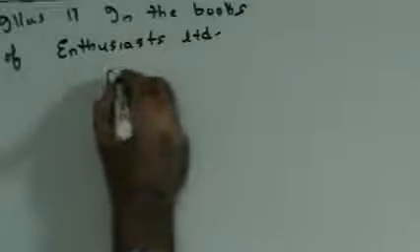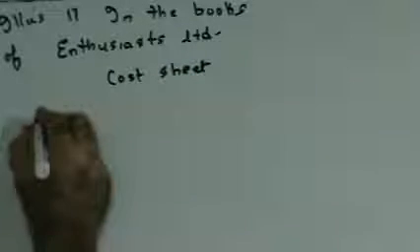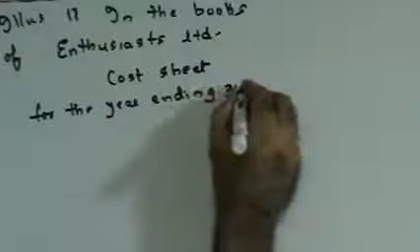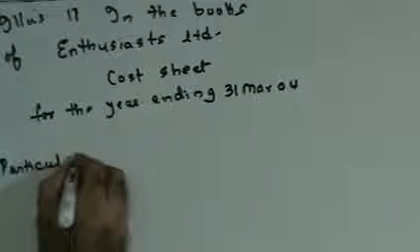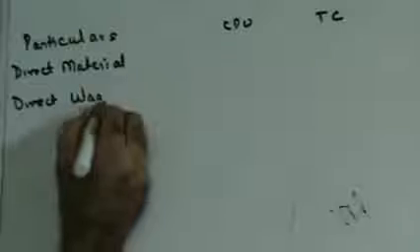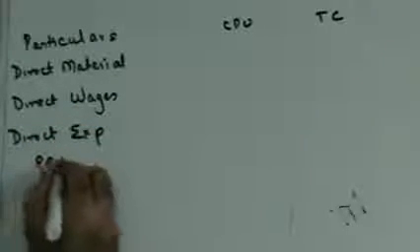First of all, they have asked you to make a cost sheet for the year ending 31st March 2004. Particulars: CPU, PC. First, let's make the format of the cost sheet. Direct material, direct wages, direct expenses. Will give you prime cost.